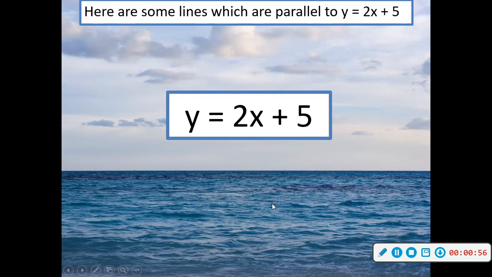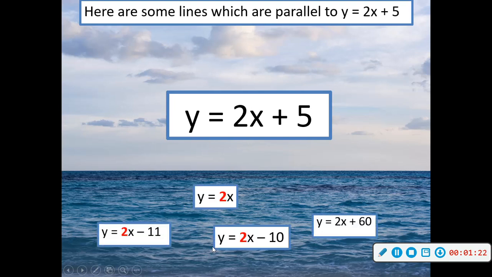Now, here are some lines which are going to be parallel to this particular line here. So y = 2x + 5, and from the first set of videos, when we looked at the equation of a line in the form y = mx + c, m is the slope. The slope of this line is 2. So any line which is parallel to this line will have the same slope. So here are some examples. There's one, there's one, there's one.